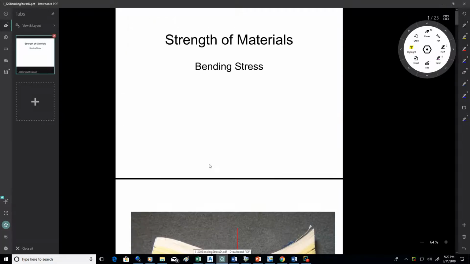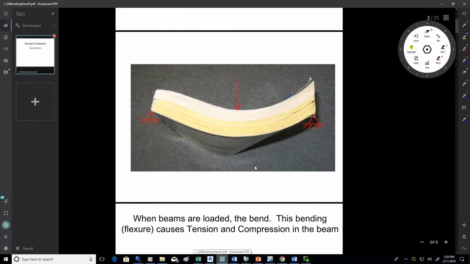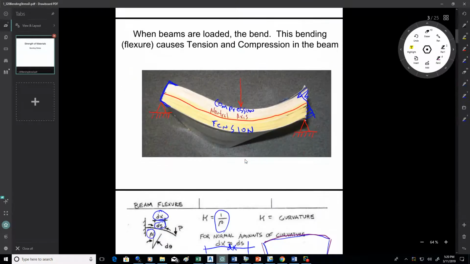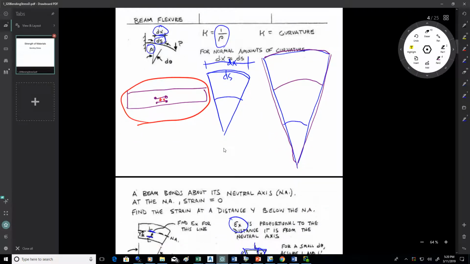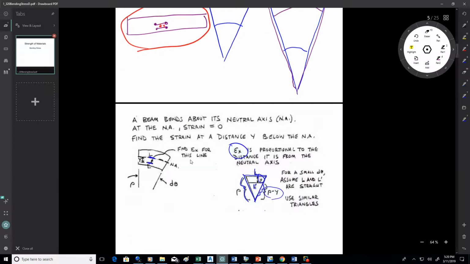All right, so let's look at an example of calculating bending stress. As we went over last time, when you load a beam, it'll bend. You have a neutral axis where there's no deformation. On one side of the neutral axis will be the compressive side of the beam, and the other side will be the tensile side of the beam. The further you are from the neutral axis, the more pronounced the bending.